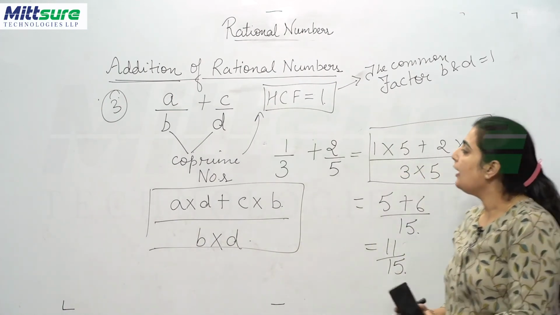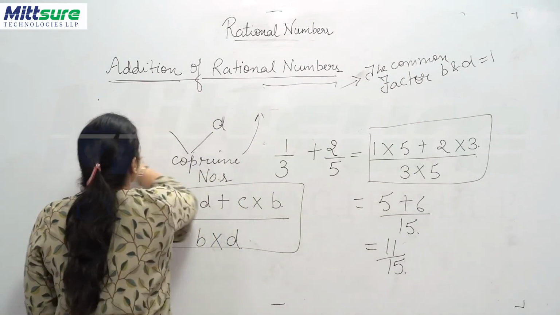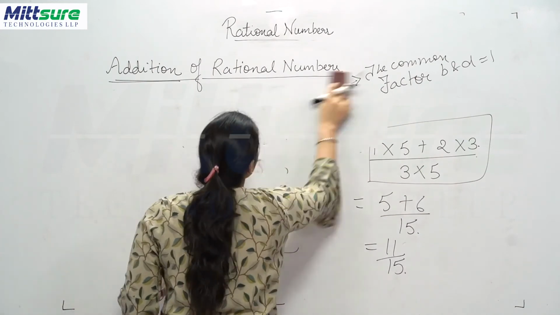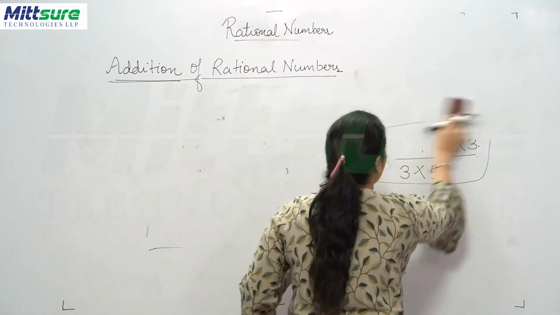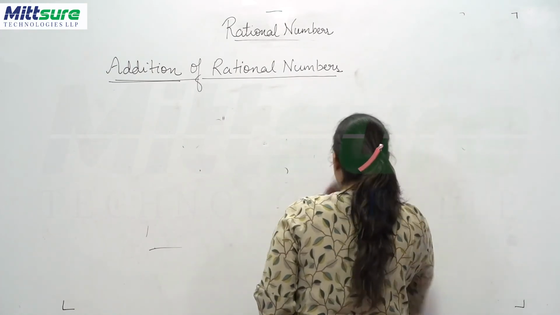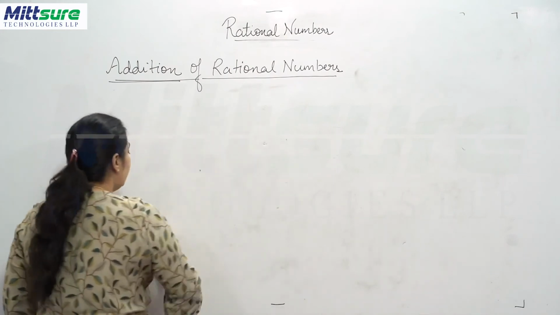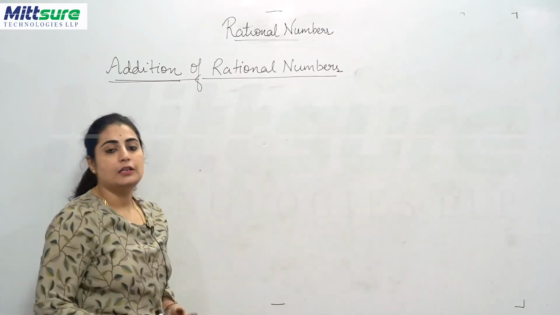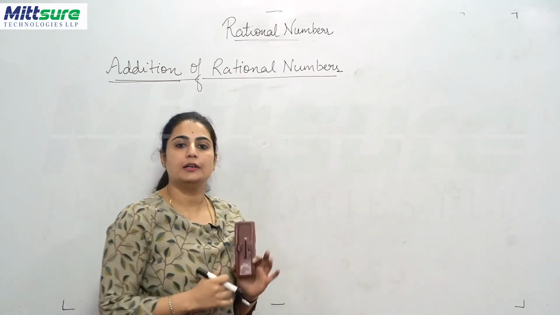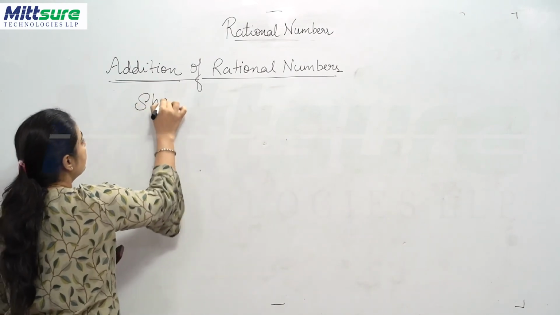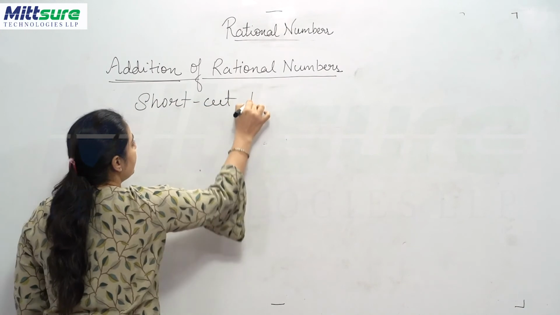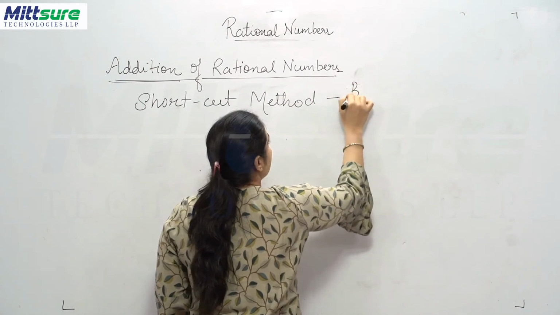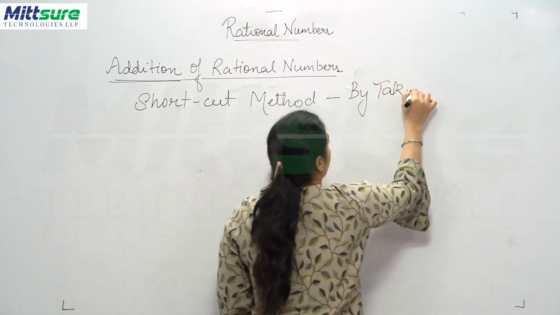Clear to everybody? Now, these were the three expanded forms of the addition conditions. Now, there is one shortcut method which could be applied to any kind of rational numbers. You don't have to judge or identify what type of denominator the rational number has. Okay, you just have to apply the given shortcut method. The shortcut method to do the addition of rational numbers is by taking the LCM.